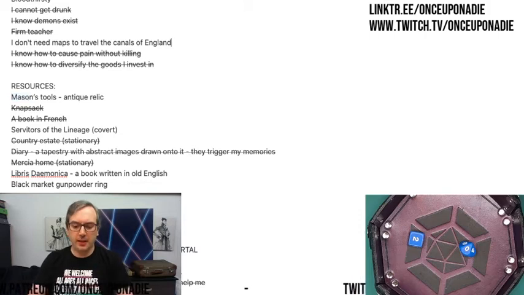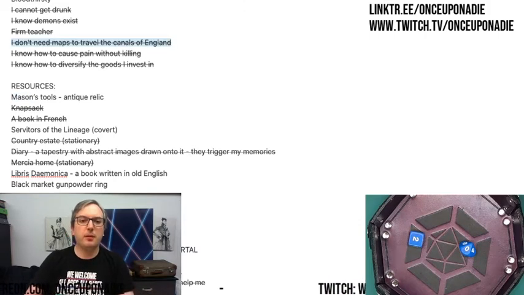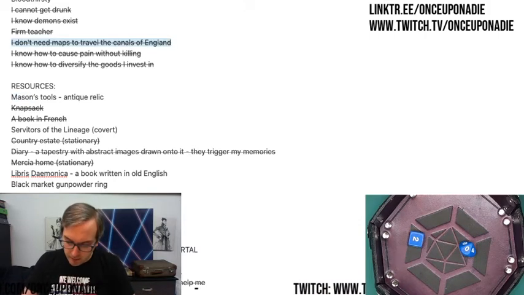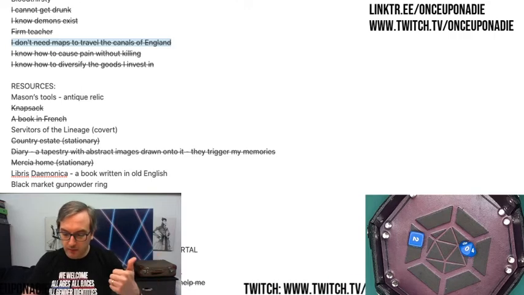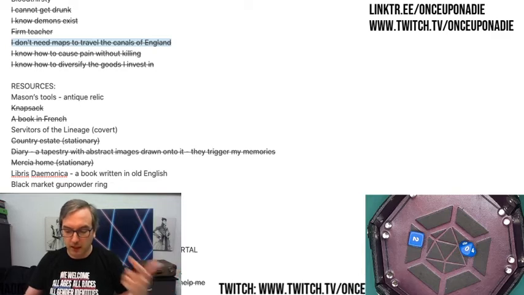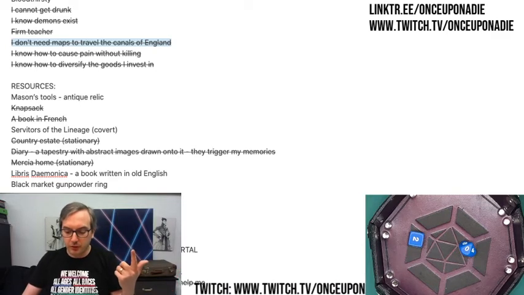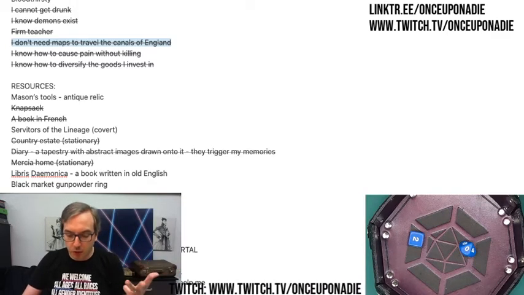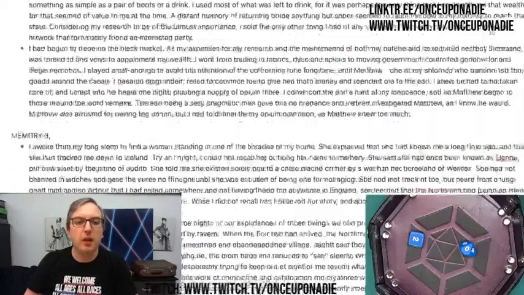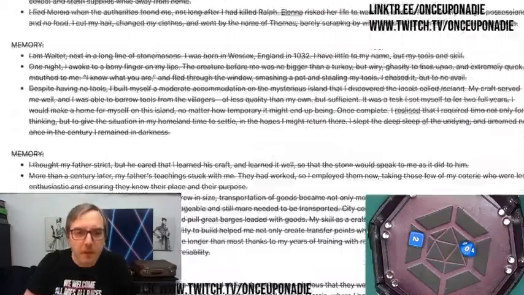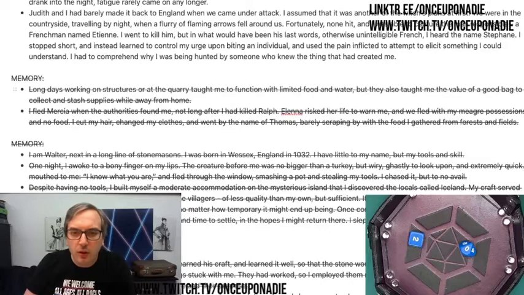I think it's going to be this, actually. I'm going to lose that skill. I don't need maps to travel the canals of England. Regain an earliest memory. So, I've checked a skill. I don't need to lose a resource, because it was one or the other. I have gained the antiquity as a resource. Then I regain an earliest memory and record an experience about acquiring the antique. Okay, so... regain one of my earliest memories.